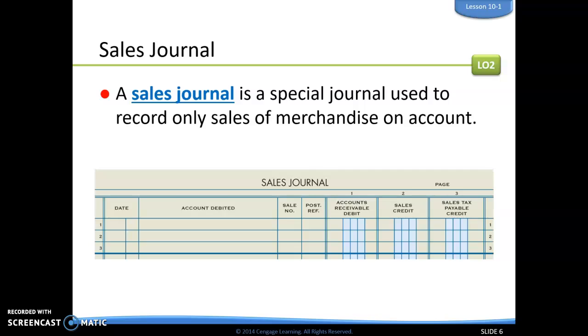Okay, so these are the headings. It's very similar. We now have accounts receivable because it's a customer buying from us, a sales credit, and then we have the sales tax payable credit. So we have these three special amount columns in our journal.